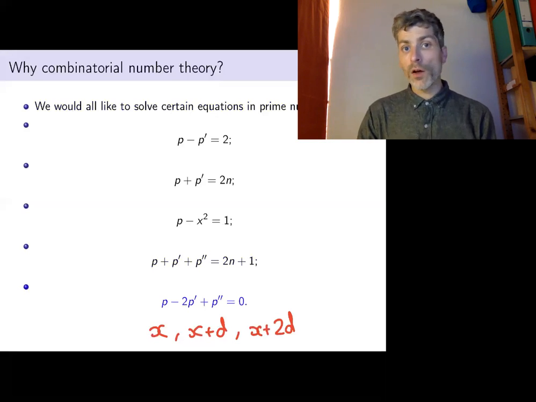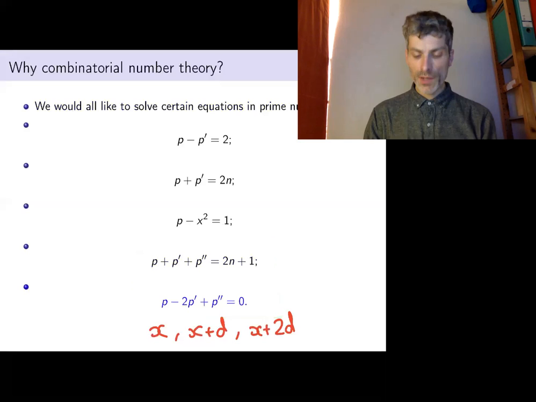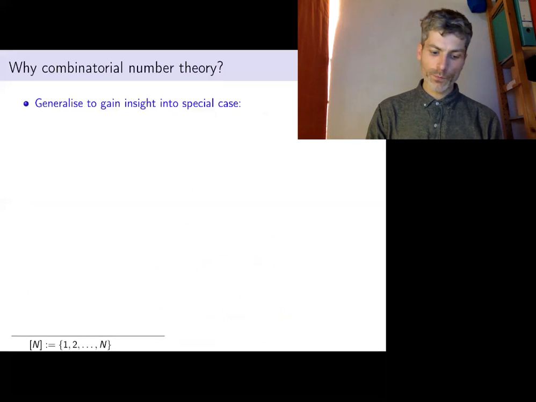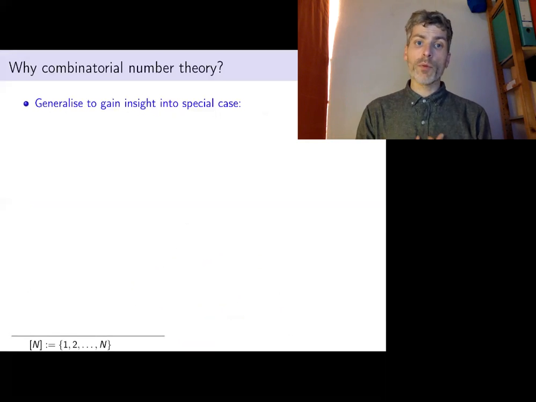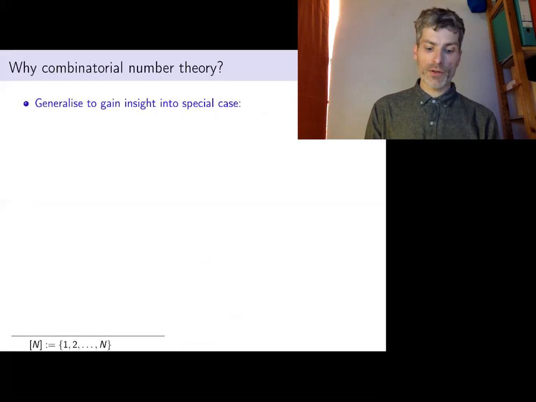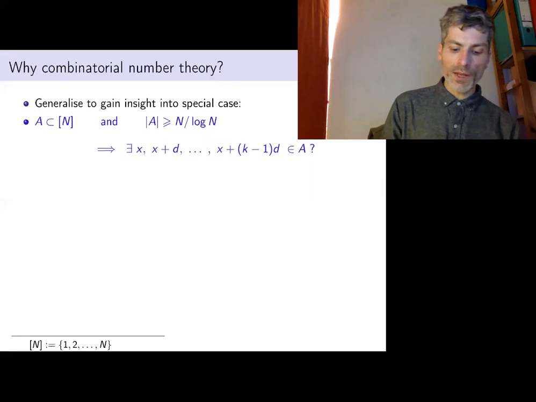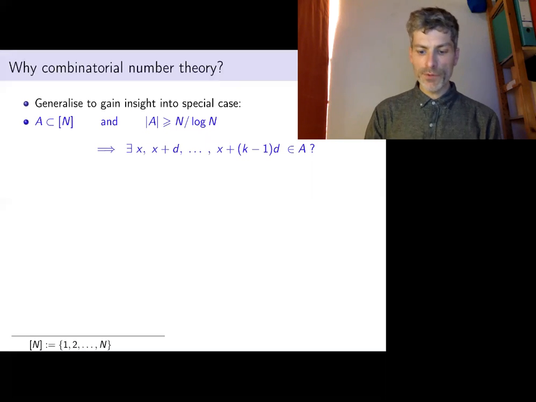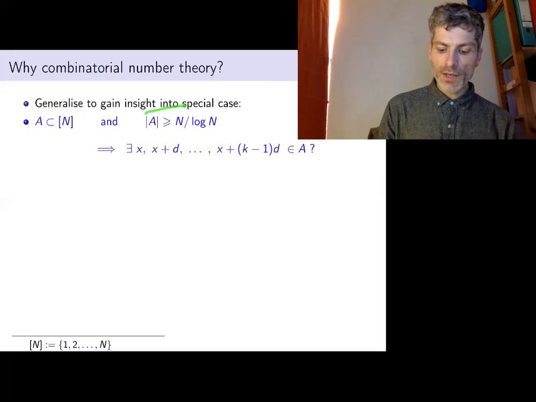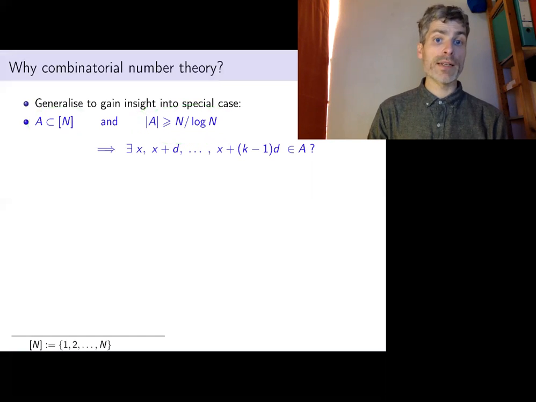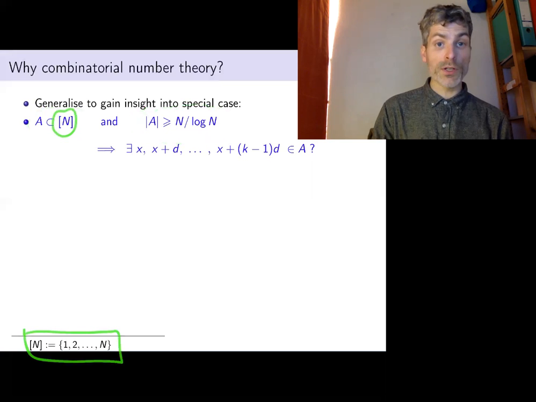But if you want to get a handle on why certain equations should possess solutions in prime numbers, perhaps you can ask a more general question. This is a well-used meta principle in mathematics: if you're attacking a problem, maybe generalize the problem to get an insight into the special case. So the type of generalization we do in combinatorial number theory is we move away from this concrete set of integers, the primes, and we just assume we've got a subset of integers which has a similar density to the primes, logarithmic density. Here this square brackets N is my notation for the interval of the first N positive integers.